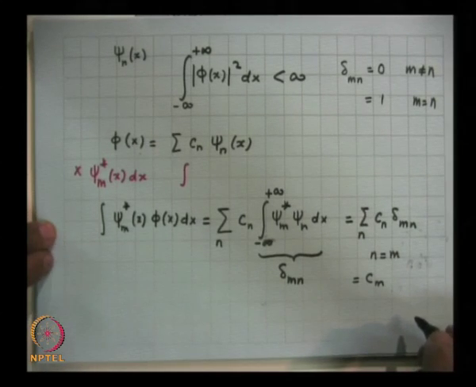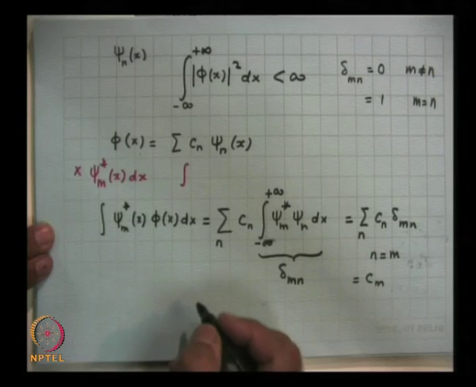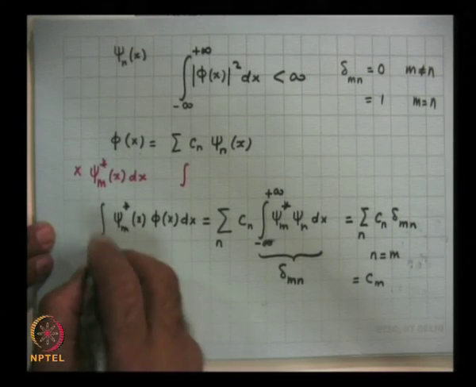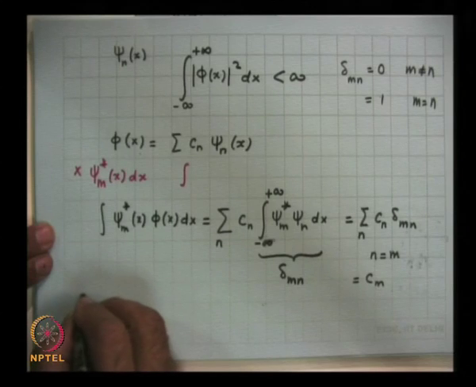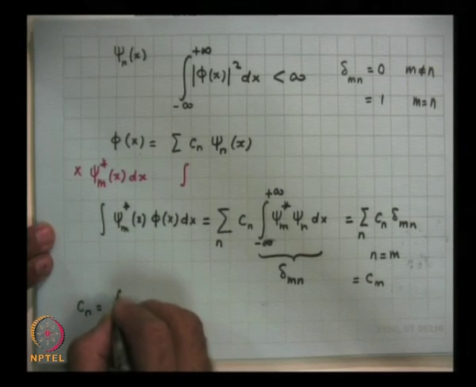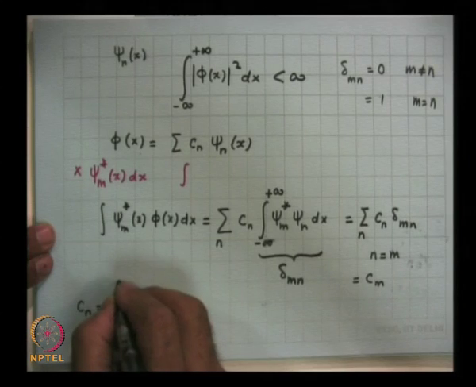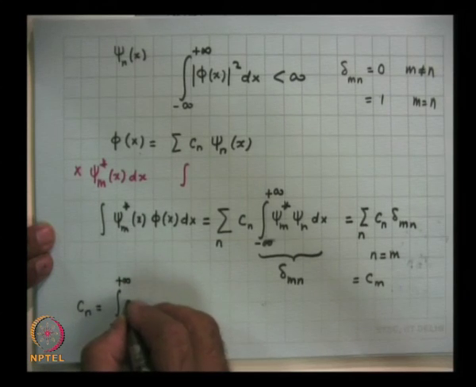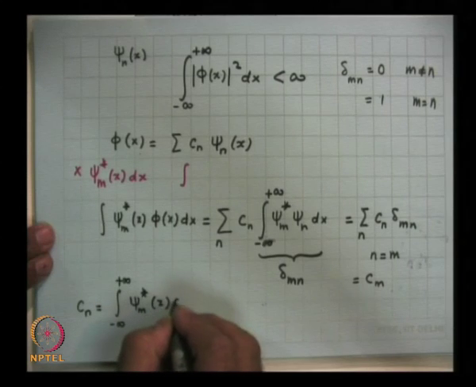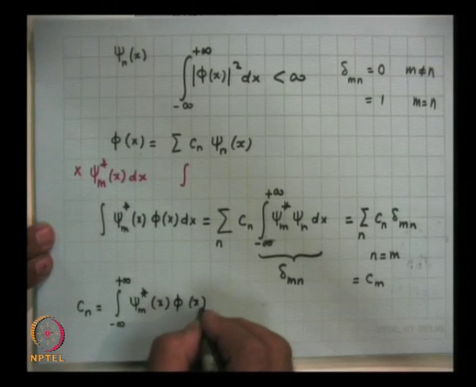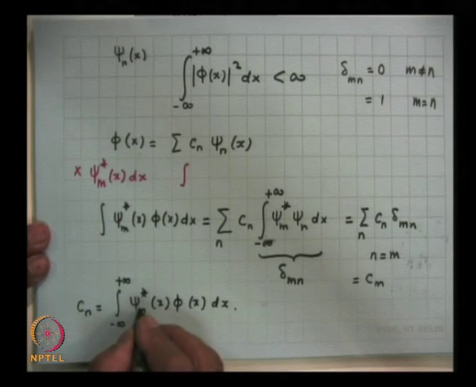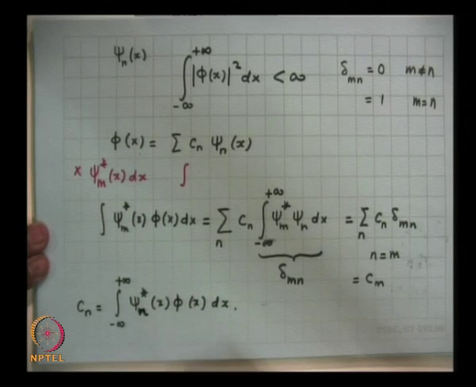So, this is how we will determine the coefficient, as I had indicated in my earlier lectures also. So, C m is equal to, or I can write down C n is equal to the integral, and these limits are also from minus infinity to plus infinity, psi n star of x phi of x dx. Sorry, n, this should be n.